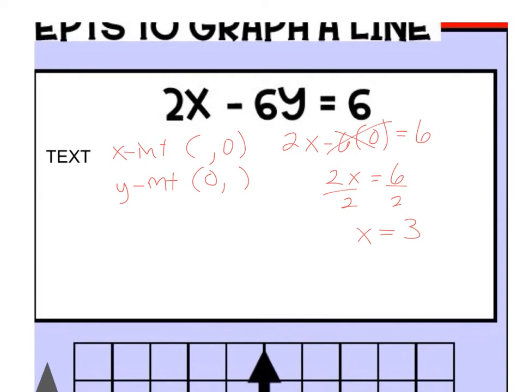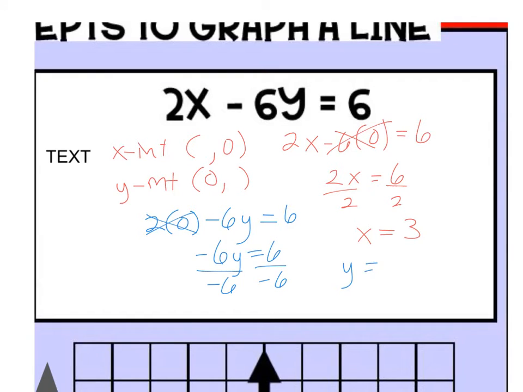Let's do the bottom one. This time the x is 0, so I'd get 2 times 0 minus 6y is equal to 6. 2 times 0 is 0. I get negative 6y is equal to 6. Divide by negative 6 on both sides. I get a y-intercept of negative 1.